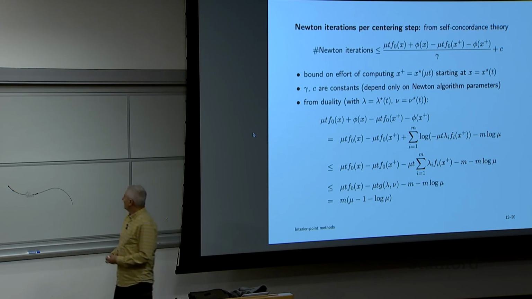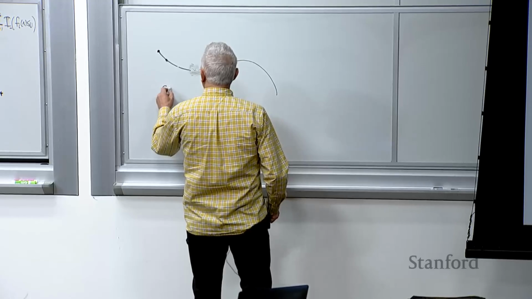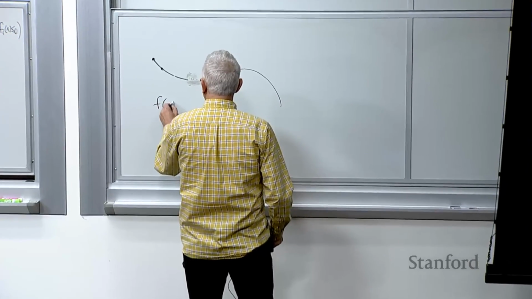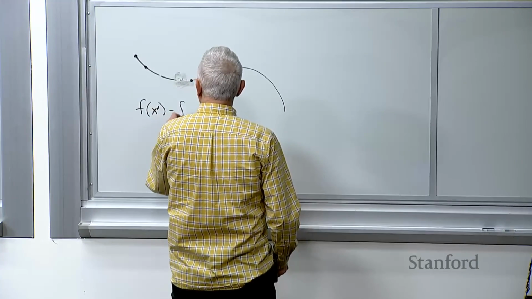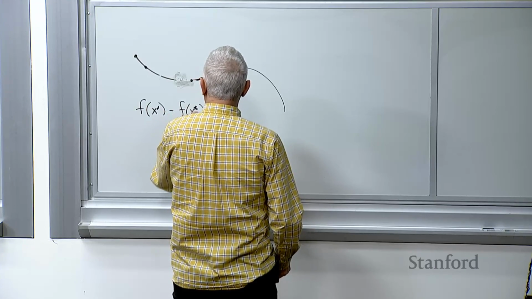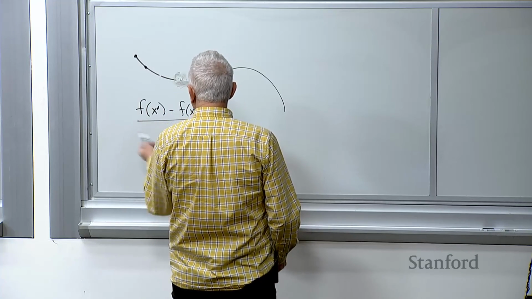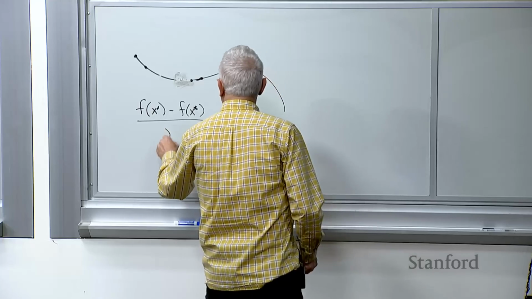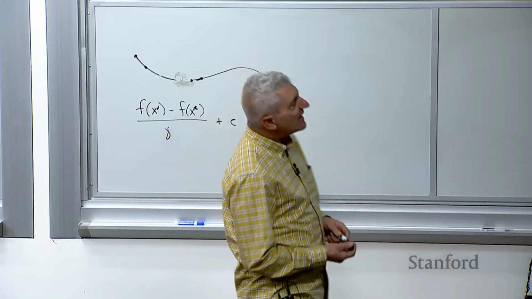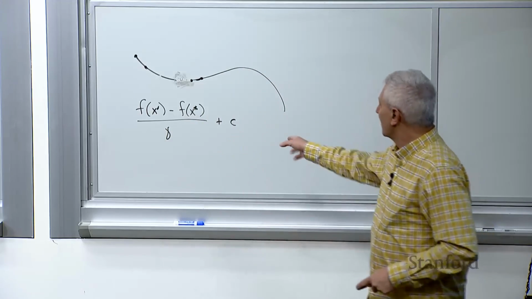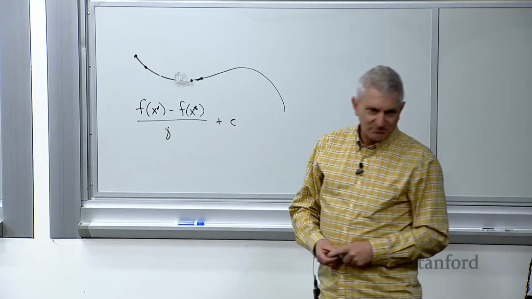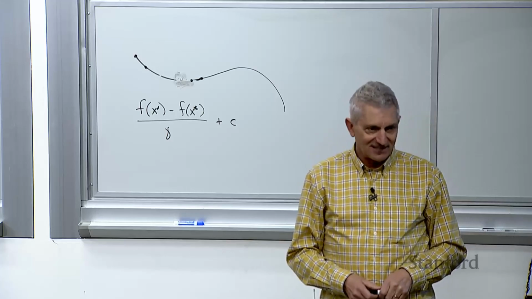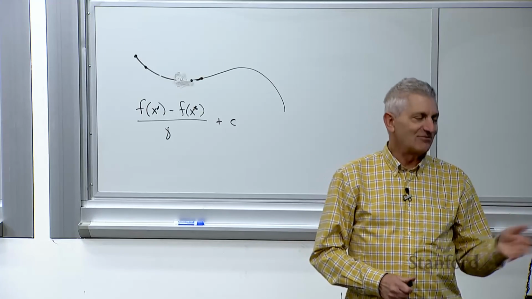If you remember what that looked like, it sounded kind of weird. Basically, the number of steps looks like something like f of x0 minus f of x star, divided by some number. I called it gamma there, right? And then plus a constant. It's not really a constant. The constant is really like a log something or other, but basically it's fine. It's 5 or something.